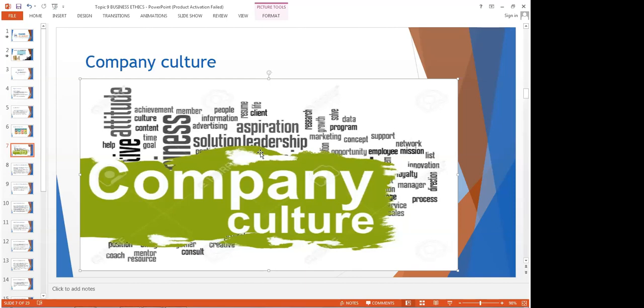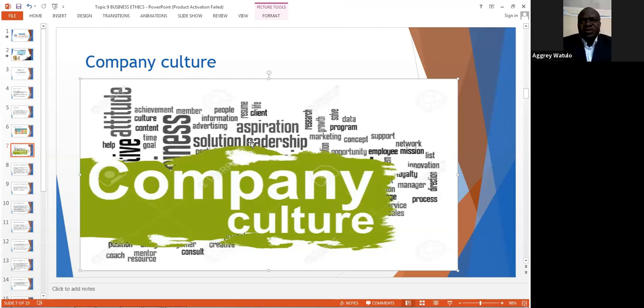Now you can see the photo I've asked you to look at. That photo has a number of items or issues, writings, of course. The key aspect here is that we are looking at the company culture. And when you talk of the culture of an institution or organization, and here we are talking about the company, we are revolving around what we refer to as business ethics.